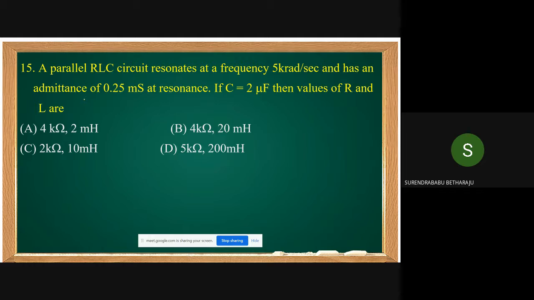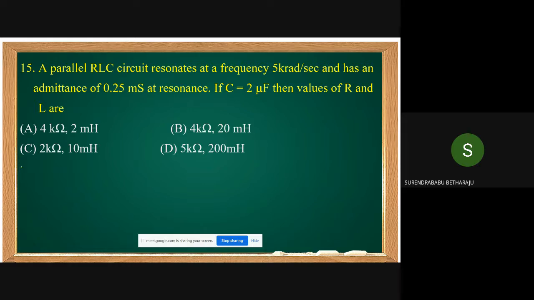Yes, friends, a parallel RLC circuit resonates at a frequency of 5 kiloradians per second and has an admittance of 0.25 millisiemens at resonance. If C equals 2 microfarad, then the values of R and L are. Students, come on, do this. It is a question based on the parallel RLC circuit.